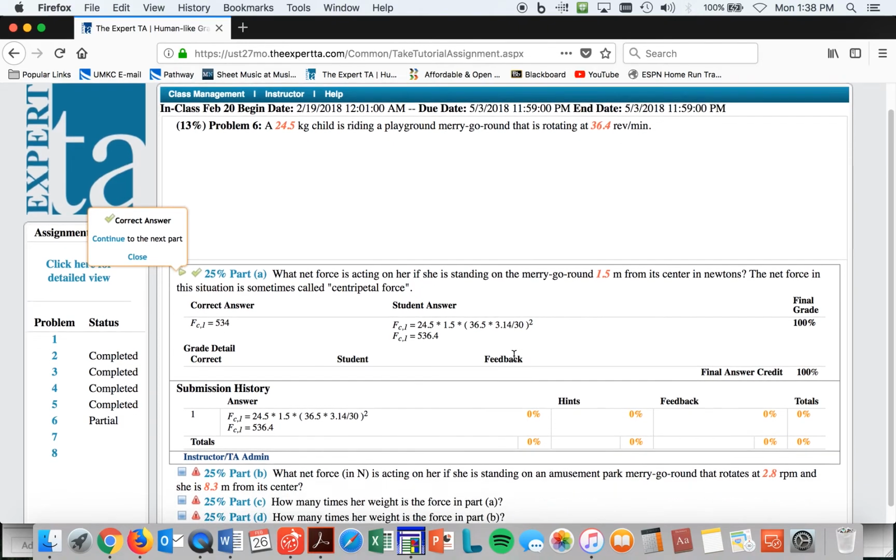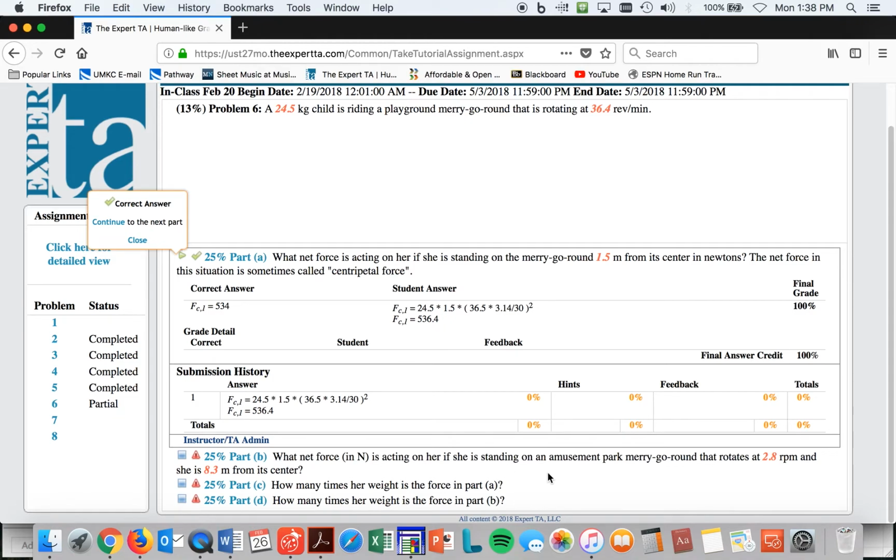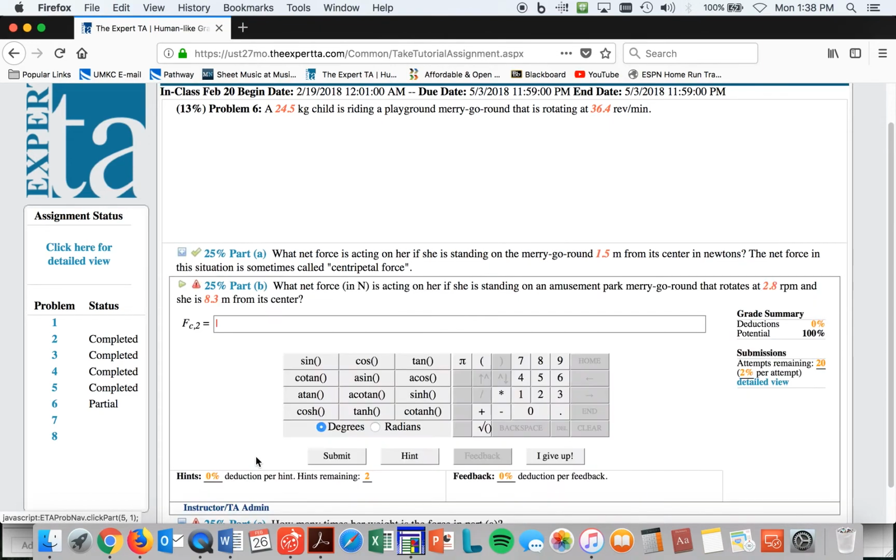What net force is acting on her if she's standing on a merry-go-round that rotates at 2.8 RPM, and she's 8.3 meters out? You just did the same thing. Now we've got a long lever arm and a small rotation. Here we had a shorter lever arm and a faster rotation. This is revolutions per minute also, so we already know how to do it. Let's just put in the force.